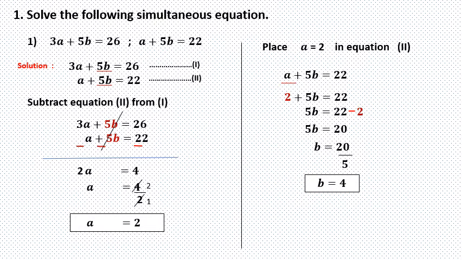Now we got the value of both variables, a as well as b. So a comma b equal to 2 comma 4 is the solution of the given linear equations. So a comma b, that is 2 comma 4. This solution is the common solution for both equation number 1 and equation number 2.